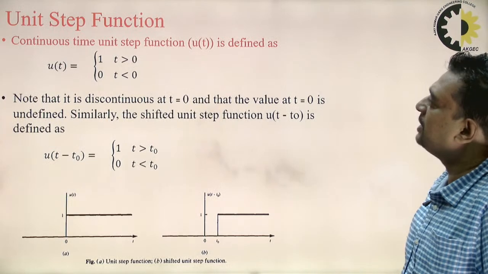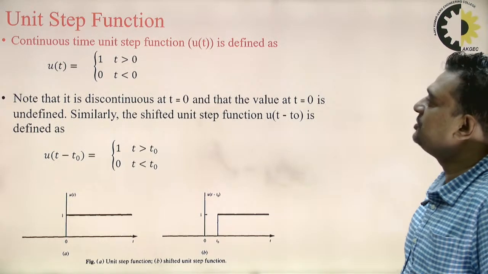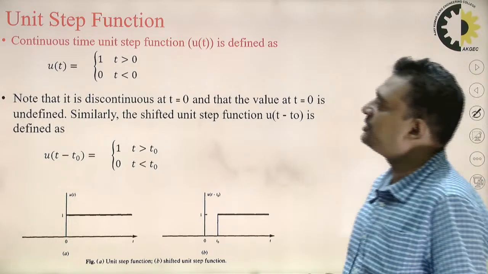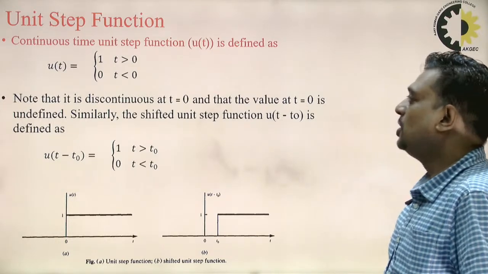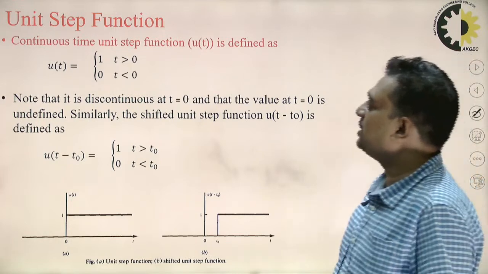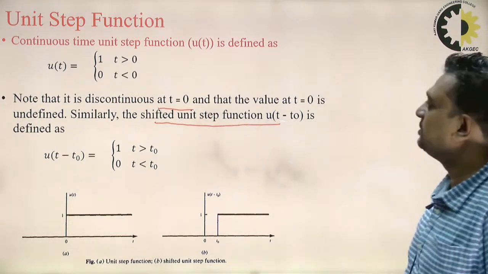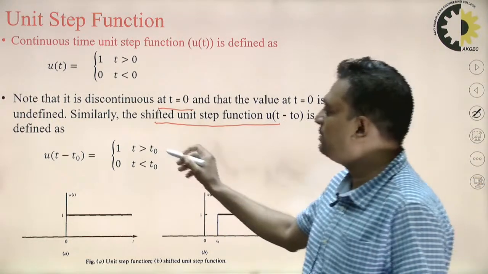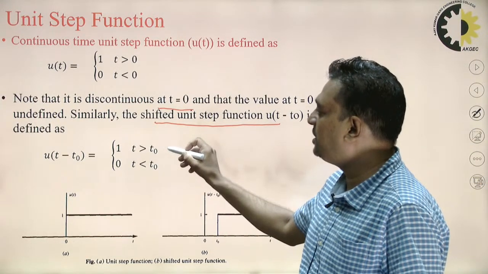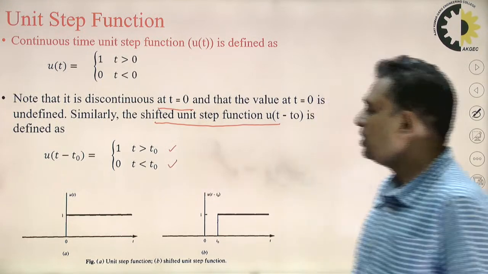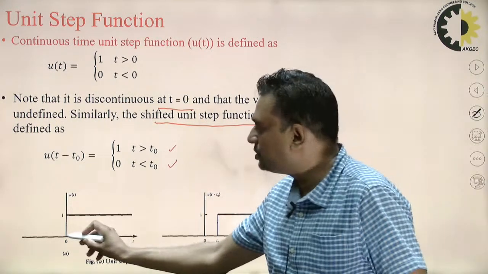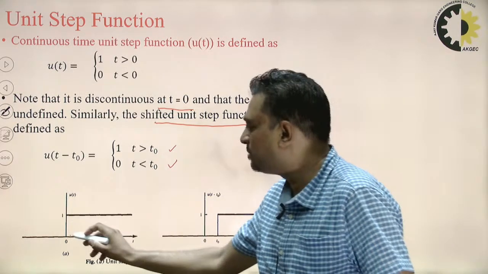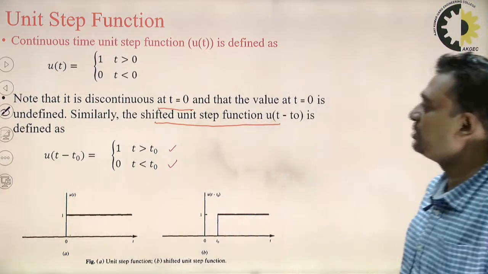Now another basic function is the unit step function. So continuous time unit step function is defined as u(t) equals 1 for t greater than 0 and 0 for t less than 0. An important thing is that the shifted unit step function can be represented by u(t minus t naught). In that case it will be 1 for t greater than t naught and 0 for t less than t naught. So the value at t equals 0 is basically undefined in this case, although we are representing it like this.